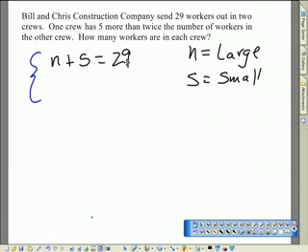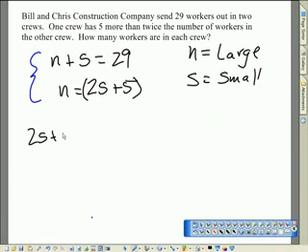Well, the other one's going to naturally be already solved, because that's the way they set it up. One crew has 5 more than twice the number of workers in the other. So this larger crew has to be the larger crew, right? The large crew, n, has to be equal to 2 times the number of small workers plus 5. There's my system set up to substitute. So I'm going to substitute in for n right there. So I'll substitute this whole amount up top. 2s plus 5 plus s has to equal 29.